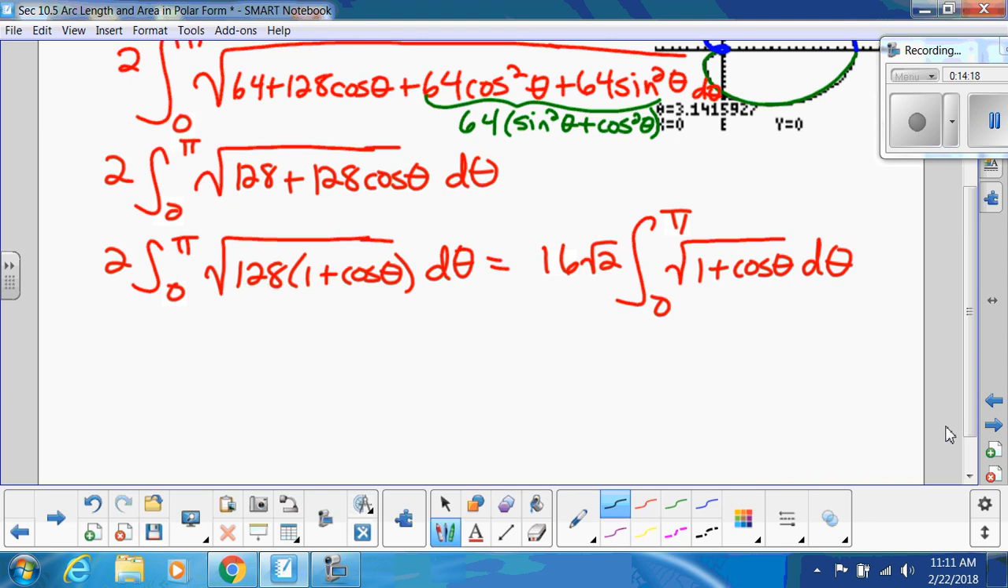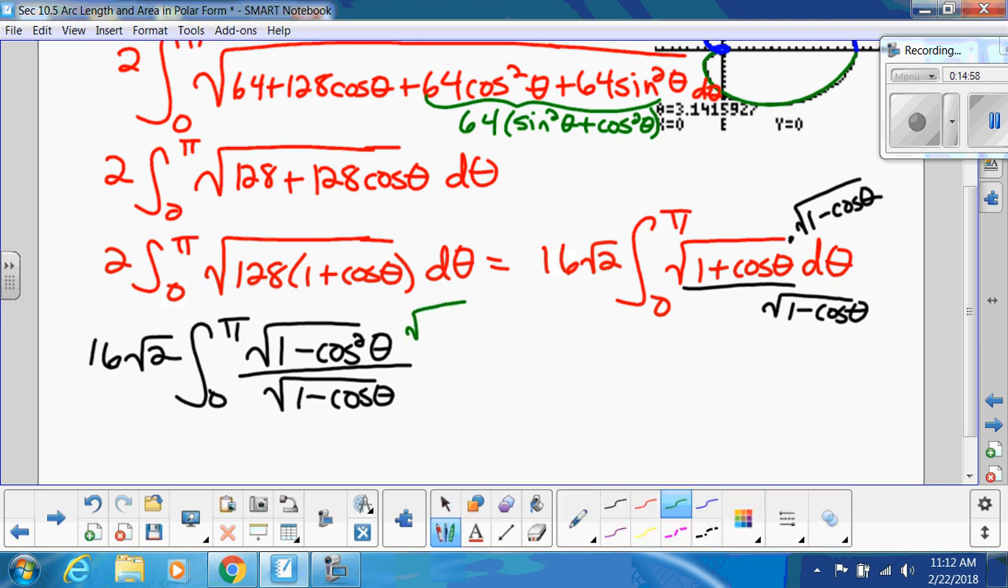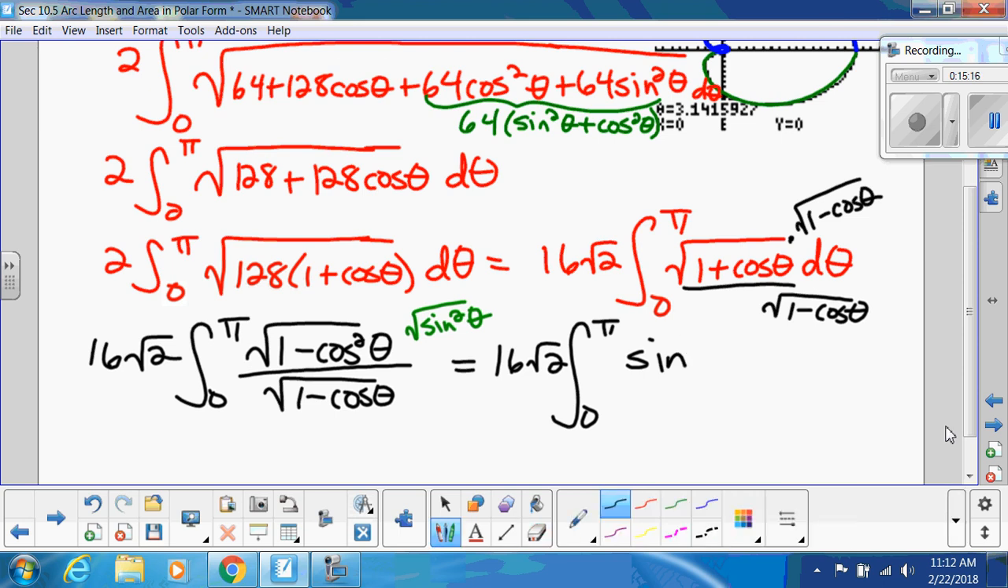All right, so now what do we do with this? Well, if you see a square root of 1 plus something, maybe this is coming to mind: multiplying the top and bottom by the conjugate. All right, so if we do that, then we will have 16 root 2 from 0 to pi, and then we'll have the square root of 1 minus cosine squared over the square root of 1 minus cosine. So what's great about 1 minus cosine squared? Well, that's just the same thing as the square root of sine squared. Okay, so now if I take the square root of sine squared, I just have sine. Yeah, just sine, not sine squared. Over the square root of 1 minus cosine theta.